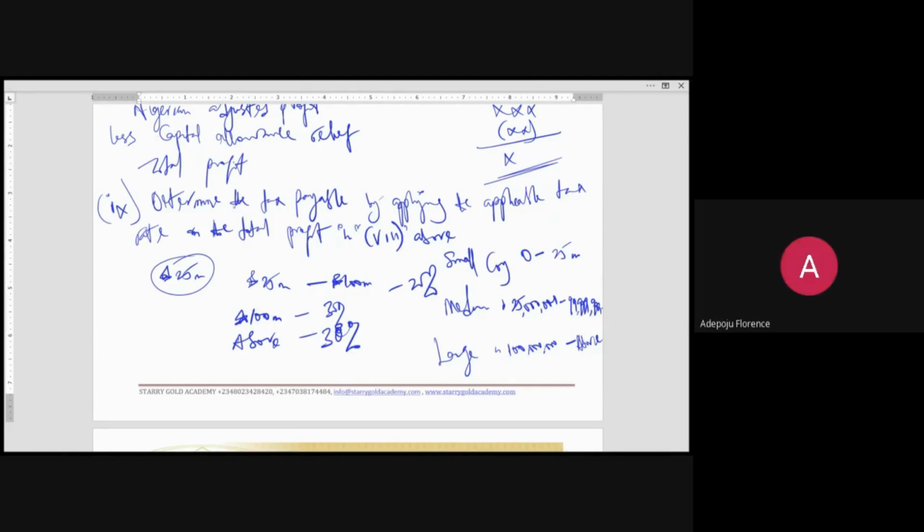So this is the range we need to apply. If it is 25 million naira and 1 kobo, what rate will you use? You use 20%, because it is more than 25 million, irrespective of the kobo on it. That's why I write 25 million and 1 naira. Any question?